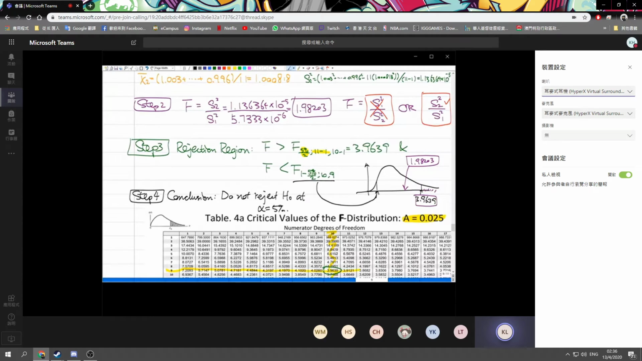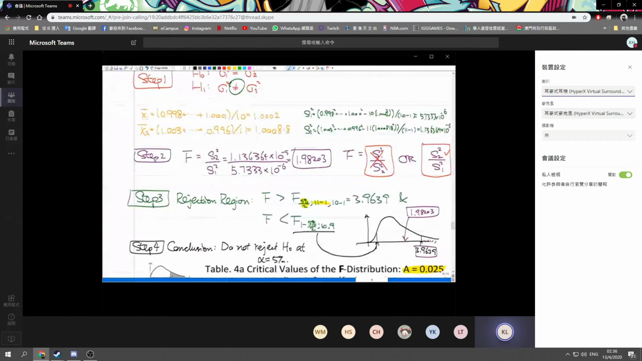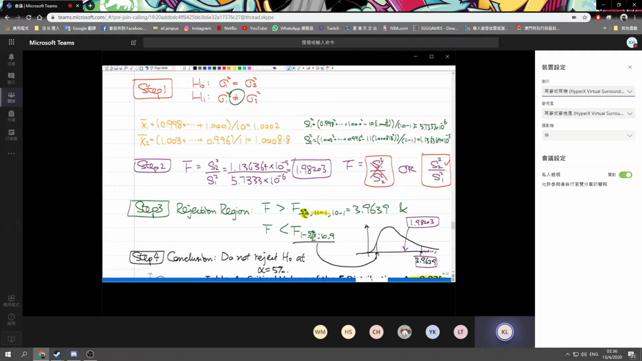All right, so this is just one more example of how to do a test about two variances, and in particular you want to pay attention to the test statistic because it depends on the sample values. Now if you still have questions, please let me know. I'll be very happy to answer your questions here.